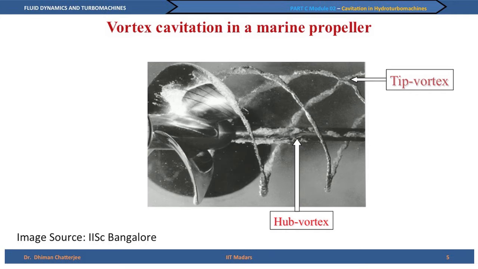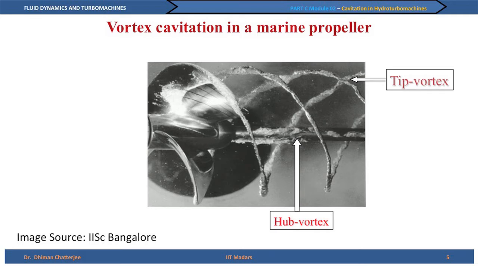Thus, it is possible that we may get distinct zones of cavitation like we have shown here. It is possible that we may get distinct bubbles like we saw in the previous slide, or it can even be combinations of different types of cavitation. I would be more precise to say the different types of hydrodynamic cavitation.